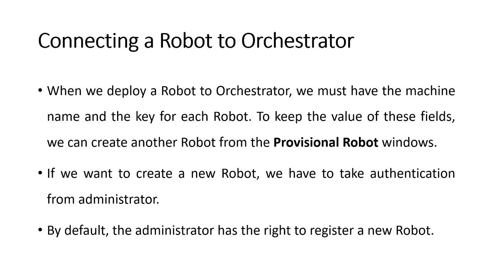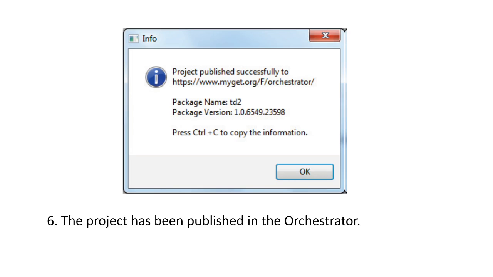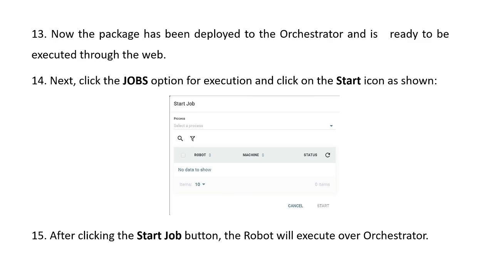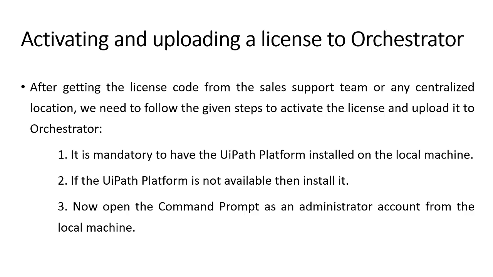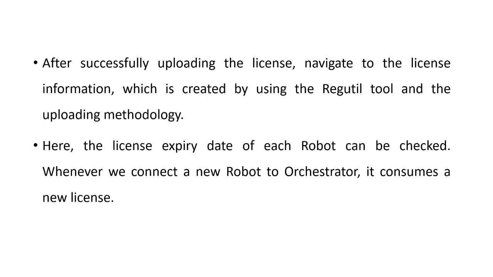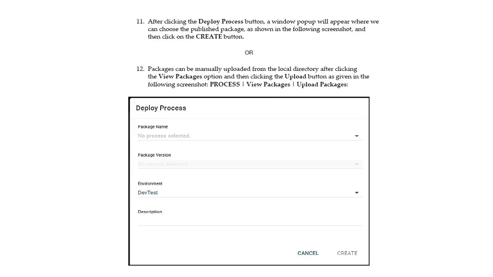You just need to go through the steps that are there in the presentation, and you have to follow the steps in order to carry out the specific task. Even if you want to connect a robot to the Orchestrator, you need to follow the steps. If you want to deploy the robot to the Orchestrator, you need to follow the steps like this. And finally, we shall learn how we can manage the license. Again, we need to carry out the steps according to the presentation, and if you do that, then you can carry out that particular task, right? So I will go one by one.